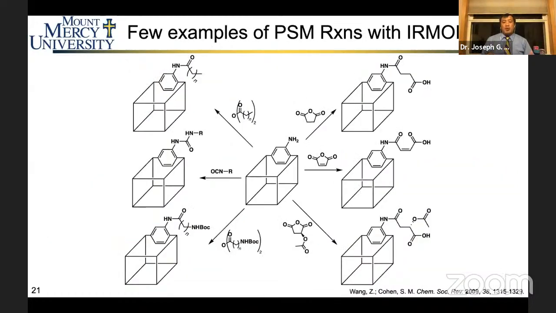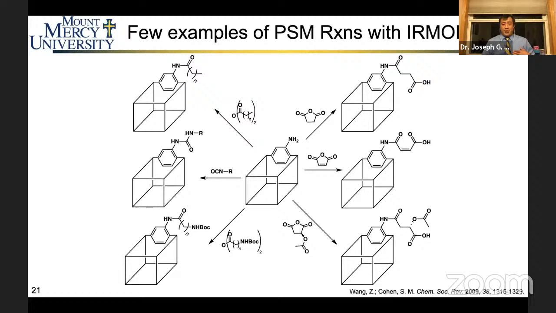On this slide, what you can see is the different types of reactions that can be done, the different functional groups. We talked about how the carboxylates weren't available before. Now we can make them available. As I said, with isocyanates, you can do that reaction relatively well.